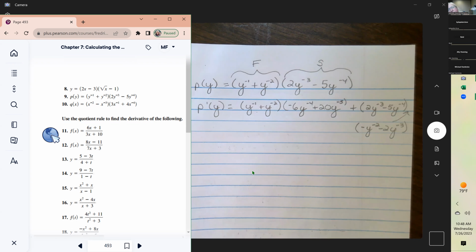I would not go any further. What I find is taking the derivative, everything's correct, but then when you try to FOIL all of that, that's where I find a lot of mistakes. So I would not go any further. Any questions on that one?